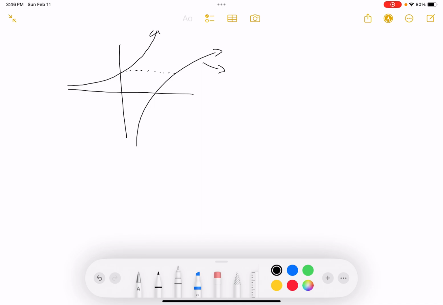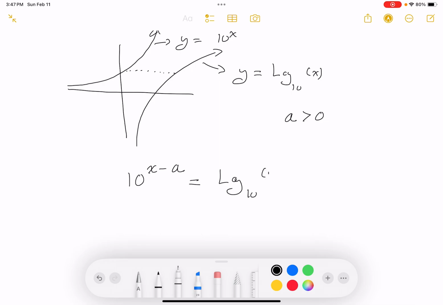Well, this curve over here is y equals log base 10 of x. And this curve over here is y equals 10 to the x. One of two things I could do is either move the log function or the exponential. I'm going to move the exponential a units to the right. And a is a positive number. So the way I do that is I write down 10 to the x minus a, a standard translation, equals log base 10 of x.